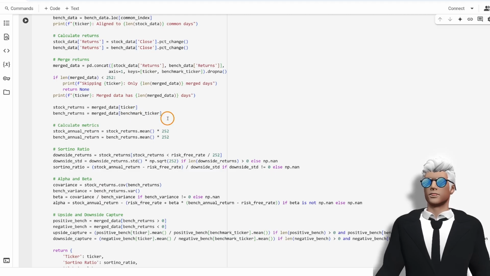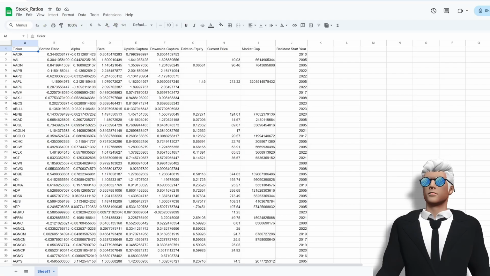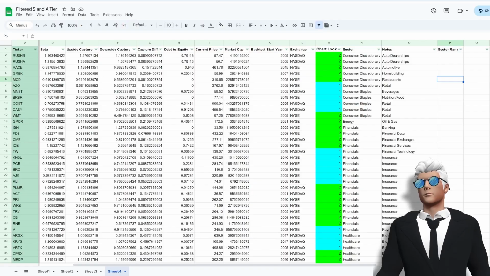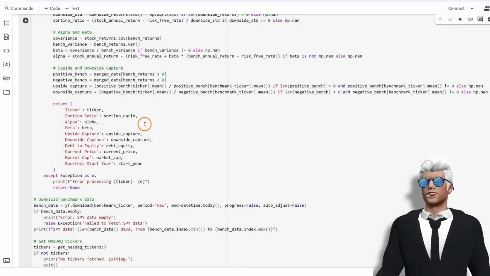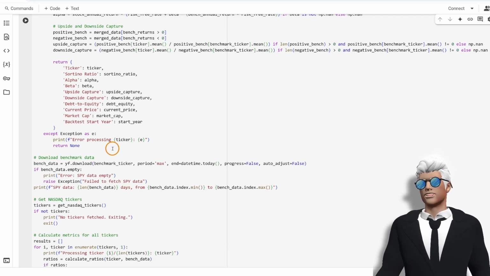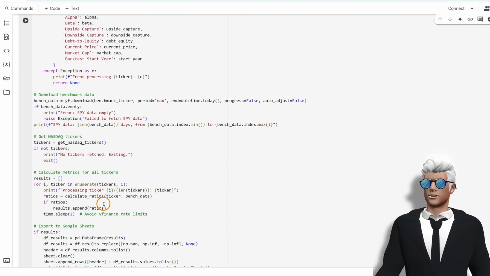And it also created some benchmarks because, again, we're utilizing alpha, beta, upside, downside. All of those require us to have a S&P or SPY benchmark. So that's what we did. This is how it's going to look. So ticker, Sortino, alpha, beta, upside, downside, debt to equity, current price, market cap, backtest start year. And then it gave error processing just in case something went awry.